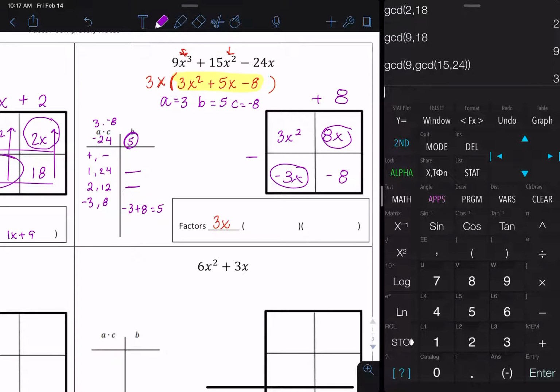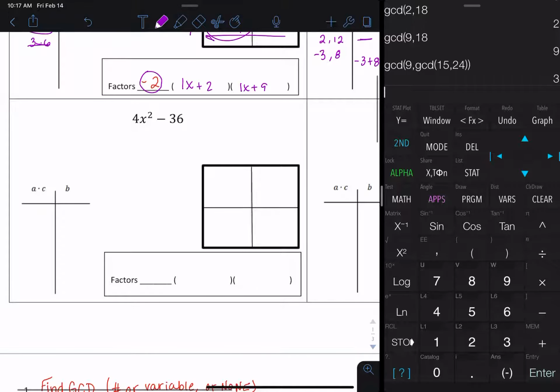The GCD of 3x squared and -3x. The GCD of 3 and 3 is 3, and both boxes have an x. Going the other direction, the GCD of 8 and 3 is 1. Keep the x. The GCD of 8 and 3 is 1. Okay? So I have the 3x that I already took out. Then I have a 3x plus 8 and a 1x minus 1. That's it.